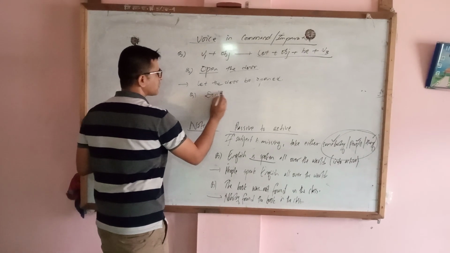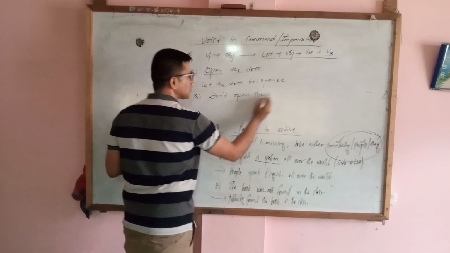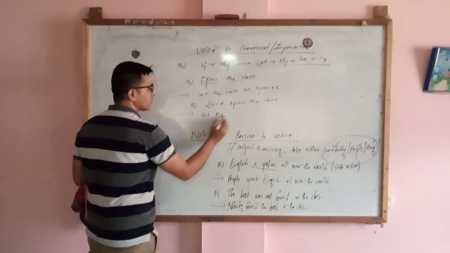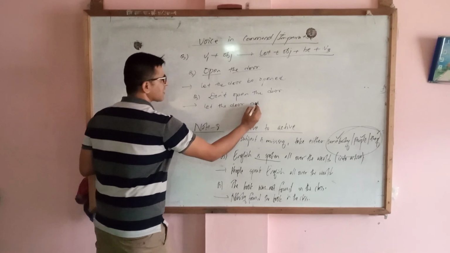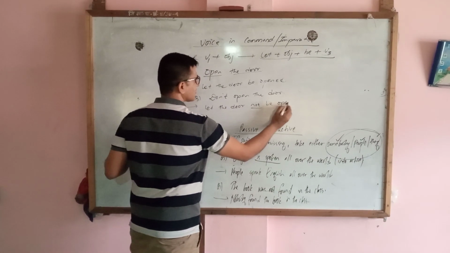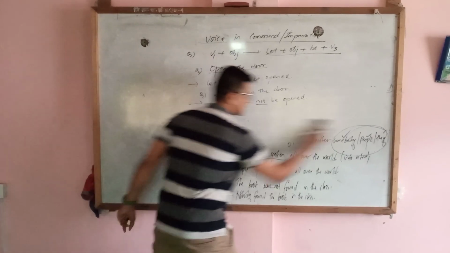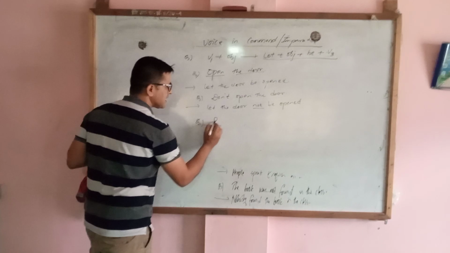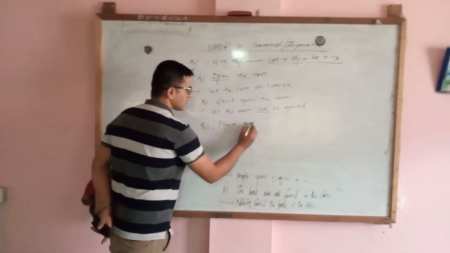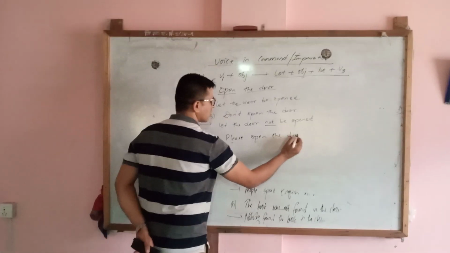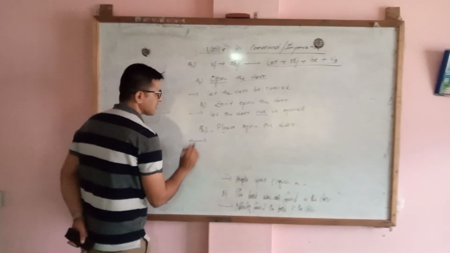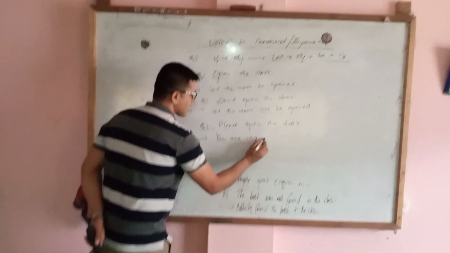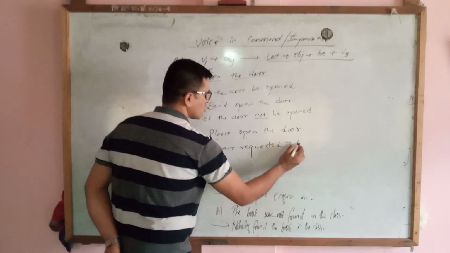Again, don't open the door. For example, don't open the door. And what is the answer over here? Let the door, put the not here, not be opened. In the same way, next question, please open the door. What is the answer over here? You are requested to open the door.